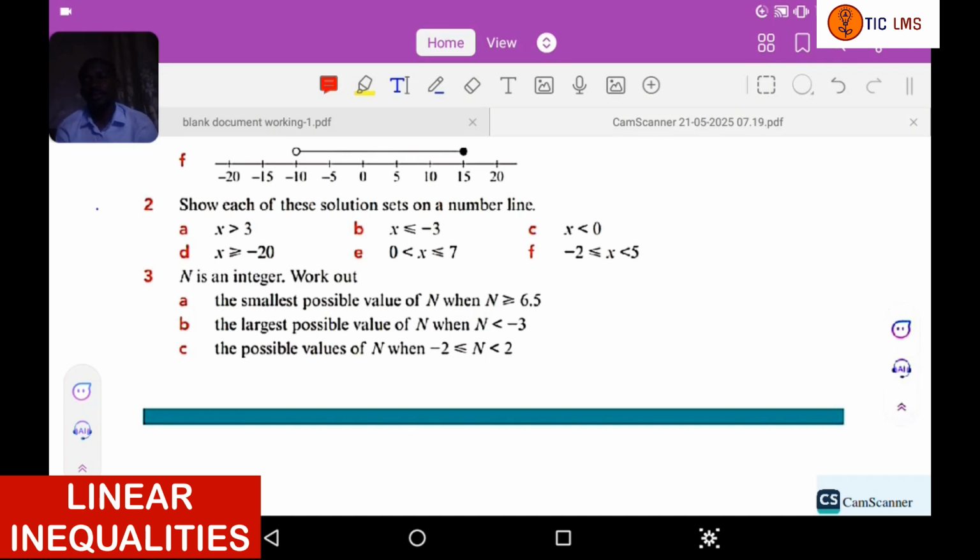Yeah, welcome back. Let's solve question 3. It says n is an integer. Work out A, the smallest possible value of n when n is greater than or equal to 6.5. B, the largest possible value of n when n is less than negative 3. And C, the possible values of n when negative 2 is less than or equal to n, less than 2.